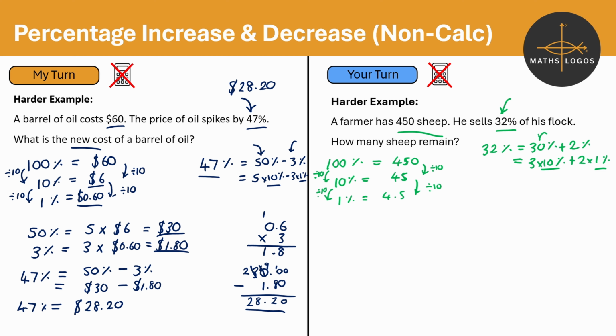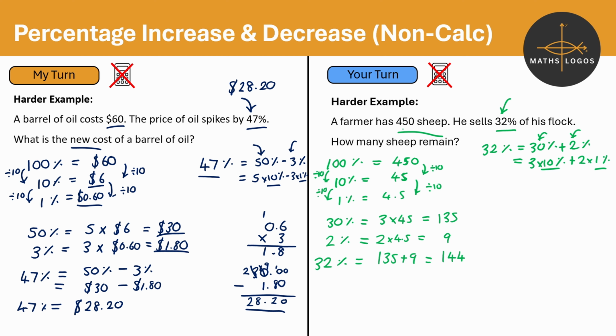I then need to work out 30% and 2%. So 30% is going to be 3 lots of 45, which you do your column multiplication, and you get an answer of 135. And 2% is going to be 2 lots of 4.5, which is equal to 9. Therefore, 32% is equal to 135 add 9, which is equal to 144.